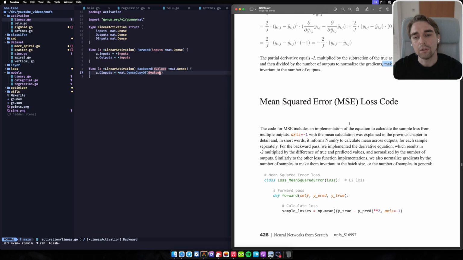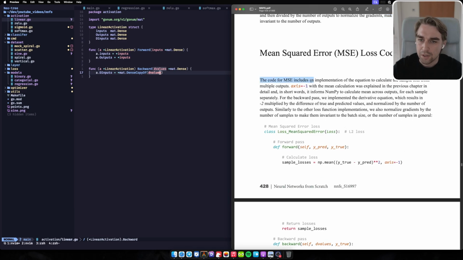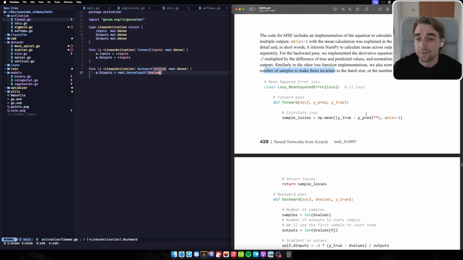Mean square error loss code. The code for MSE includes an implementation of the equation to calculate the sample loss from the multiple outputs, with the mean calculation explained in detail in the previous chapter. For the backward pass, we implemented the derivative equation which results in minus 2 multiplied by the difference of the true and predicted values and normalized by the number of the outputs. Similar to the other loss function implementations, we also normalize gradients by the number of the samples to make them irrelevant to the batch size or the number of the samples in general.